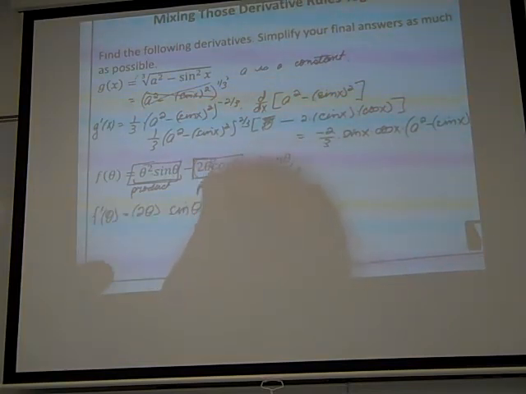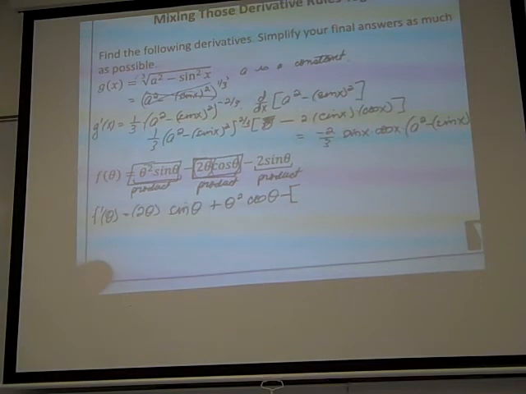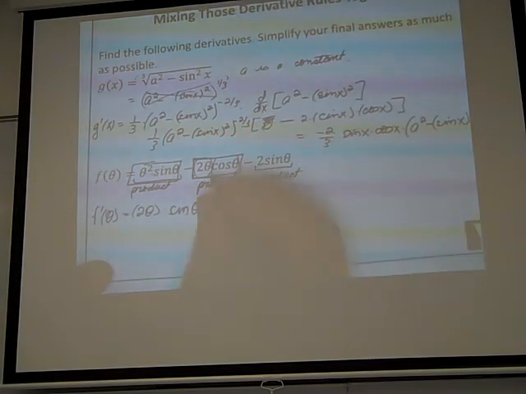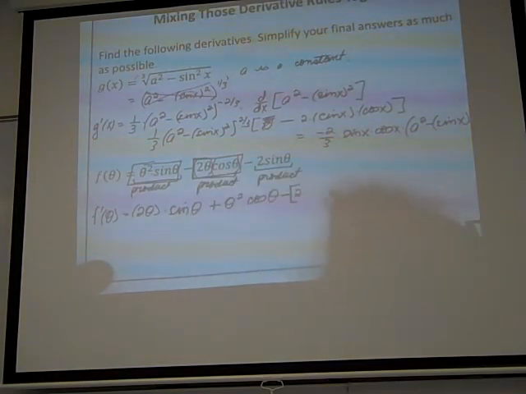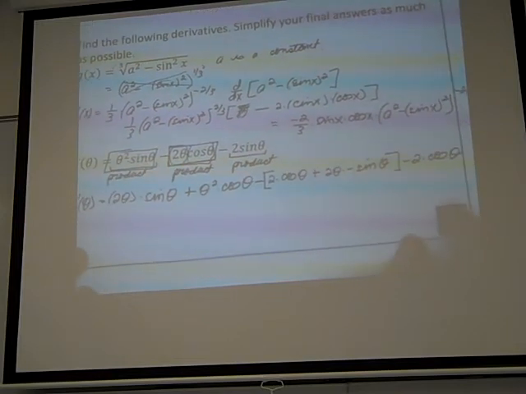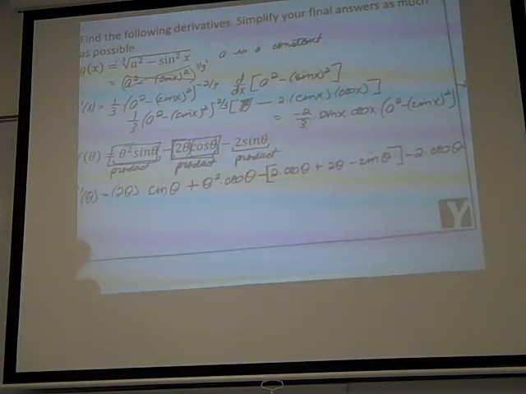2 theta is the first part. Cosine of theta is the second part. We take the derivative of the first, which is 2, times we leave the second one alone, plus leave the first one alone, times the derivative of cosine, which is negative sine theta, minus 2 times the derivative of the sine, which is cosine. Wowzers. Let's see if we can clean this up a little bit.